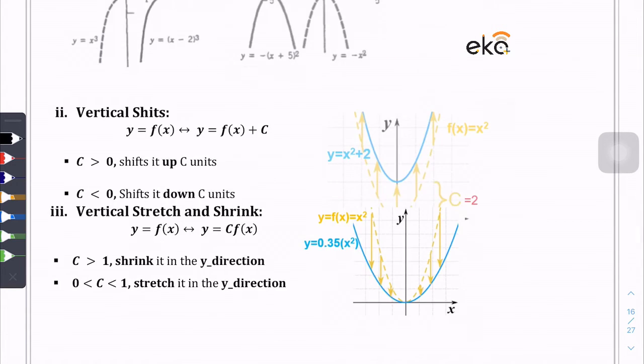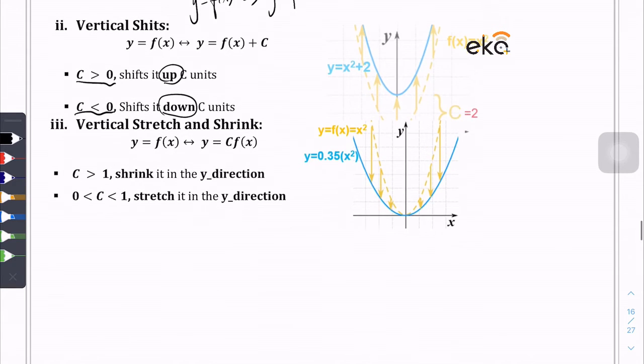Next is the vertical shift. It happens when y equals f(x) becomes y equals f(x) plus c. When c is greater than 0, it shifts up by c units. When c is negative, it shifts down by c units. Simple. Vertical stretch and shrink.